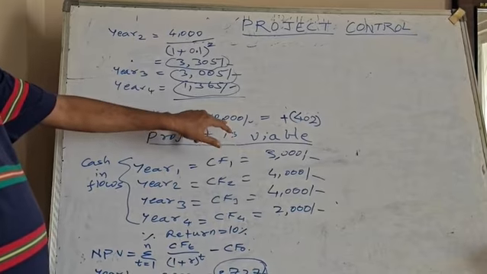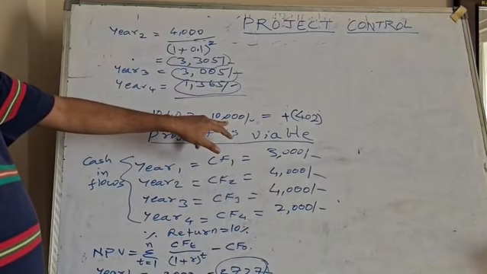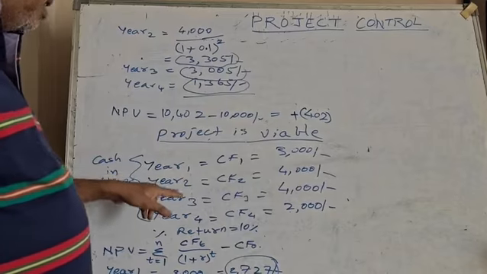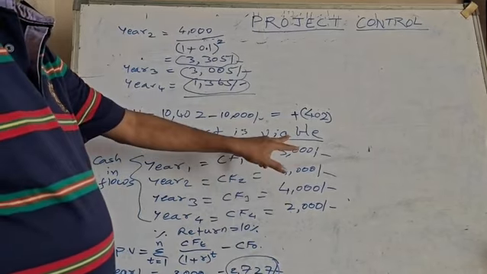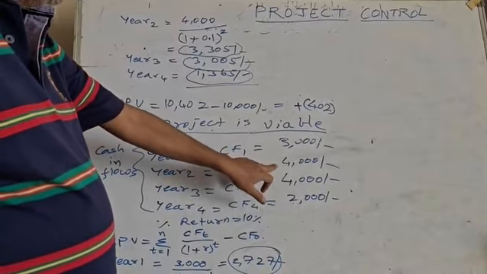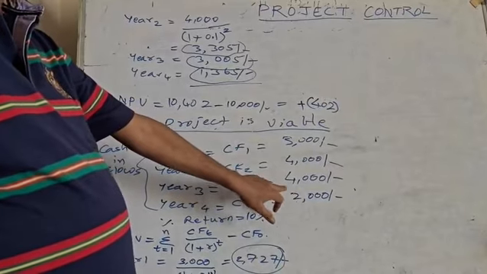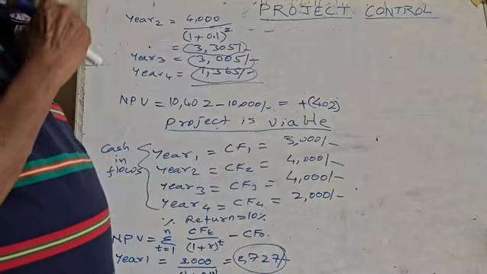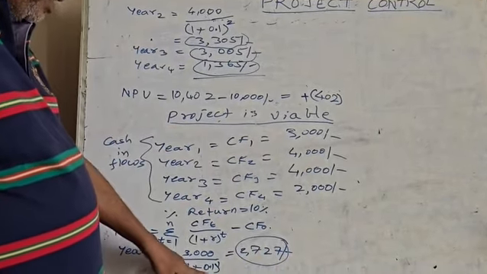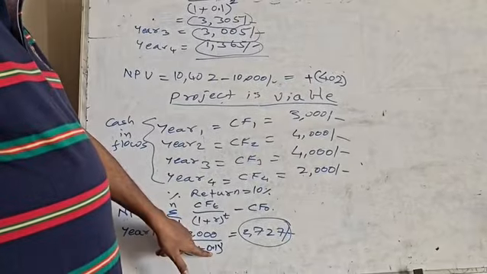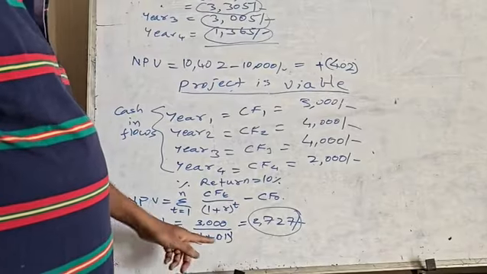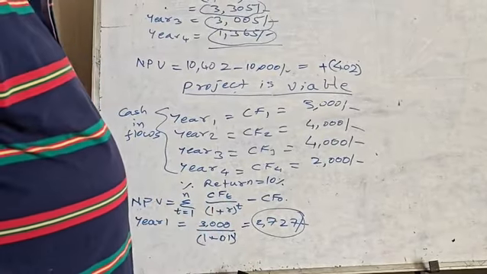Let's see. That means the client has invested 10,000 rupees in total, and then every year he was getting cash inflows like this. First year he got 3,000, second year he got 4,000, third year he got 4,000, and last year he got 2,000. So using this, we have started calculating at 10% rate of interest. I have assumed 10% as the rate of interest. So I have calculated like this, and you got this value.